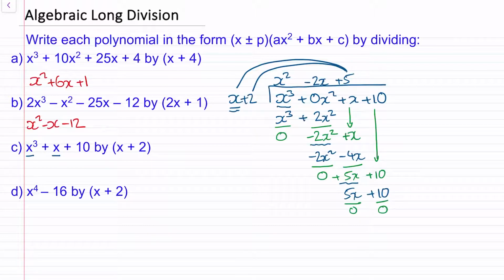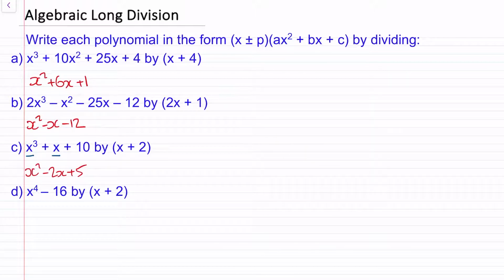So there's no remainder. So we know that x plus 2 multiplied by x squared minus 2x plus 5 gives us the cubic x cubed plus x plus 10. Okay, let's try question D.